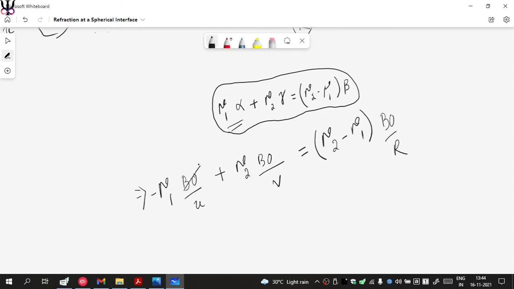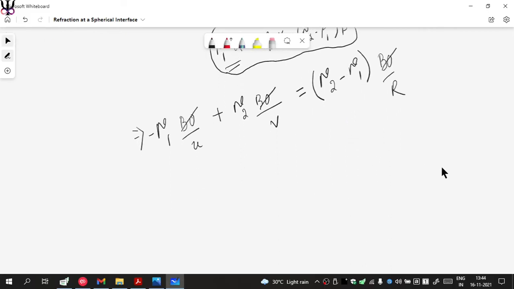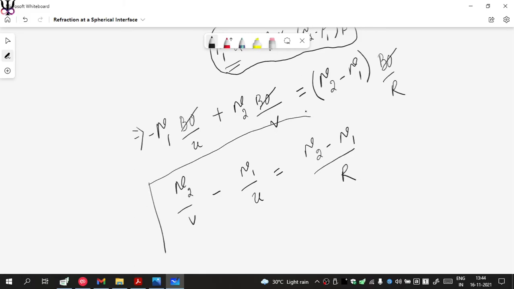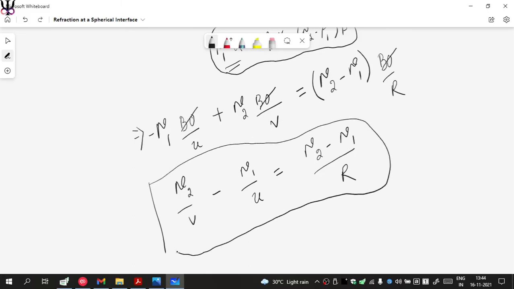Now you see BO can be cancelled from both LHS and RHS. That will give us a much more compact equation, and since this term is negative, the first term we can keep as positive. We keep it as mu2 upon V minus mu1 upon U is mu2 minus mu1 upon R. Okay, so that's the usual expression.